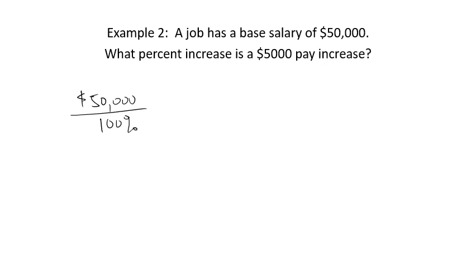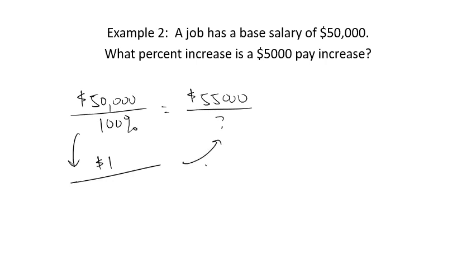So 50,000 is 100%, but now we're trying to find what percent this would be after we've increased it by $5,000. Since we're looking for the dollar amount to change, we're given this monetary amount at the end. That's going to help us find this unit rate. So I want my unit per $1. And so now once I have this, I'm just going to have to multiply this by 55,000. So now I've got this down to $1 to get to 55,000.